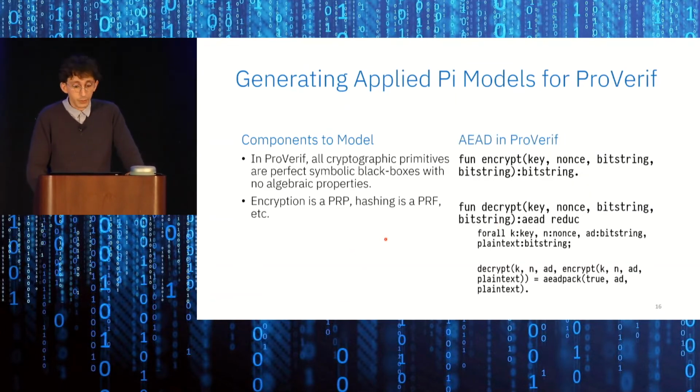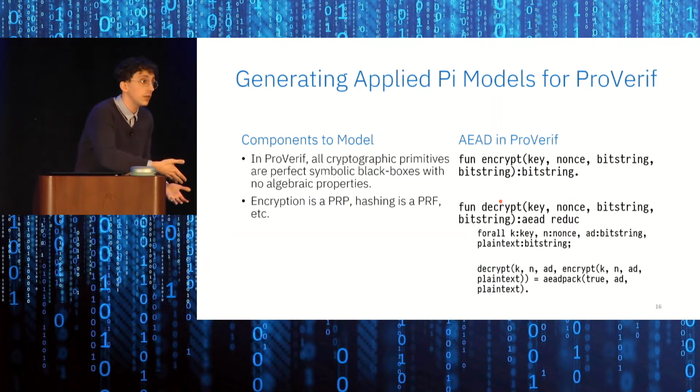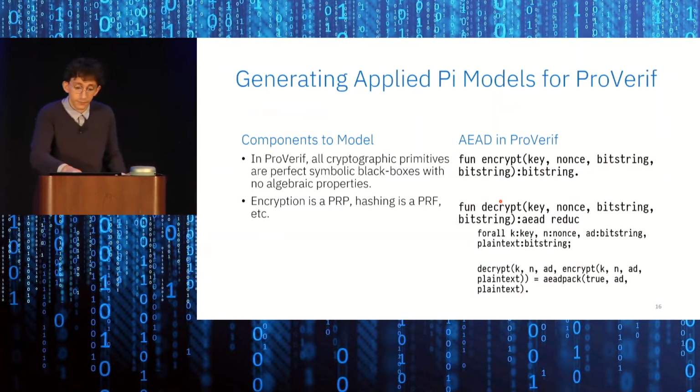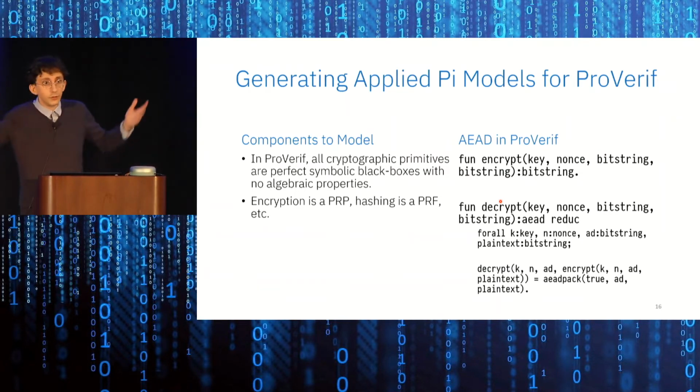So this is how we represent encryption. You get a key, a nonce, a bit string, and a bit string, and you get a bit string, right? So this is, for example, the key, the nonce, the authenticated associated data, and then this is the plain text, and you get the ciphertext, right? And decryption is a reduction of that to deconstruct it back to the plain text if the key and the nonce and the associated data all match, and then you get a Boolean that says whether the decryption was valid or not.